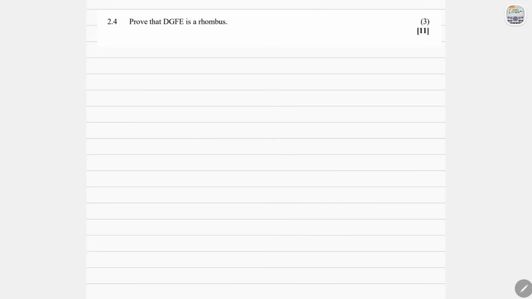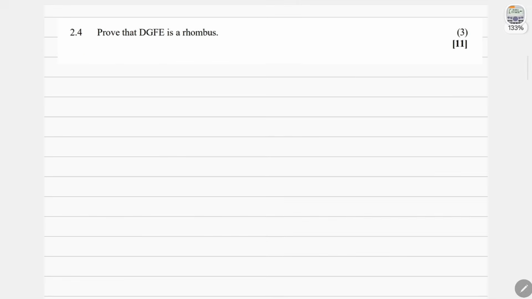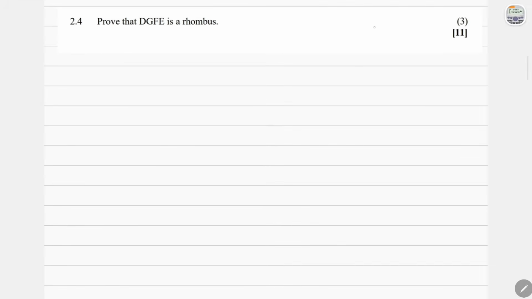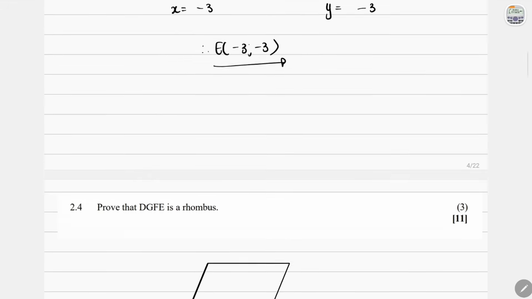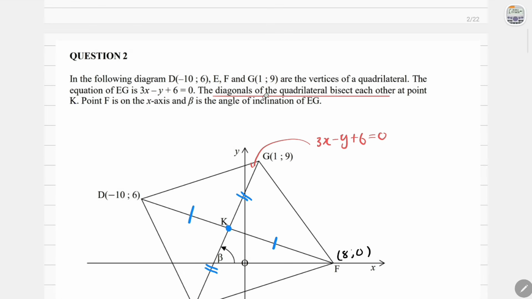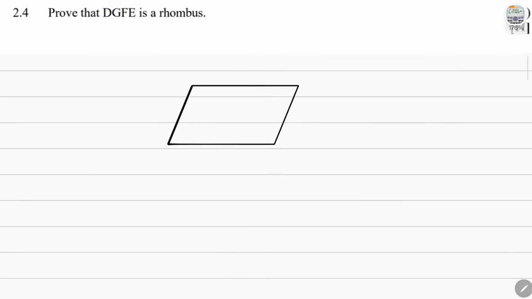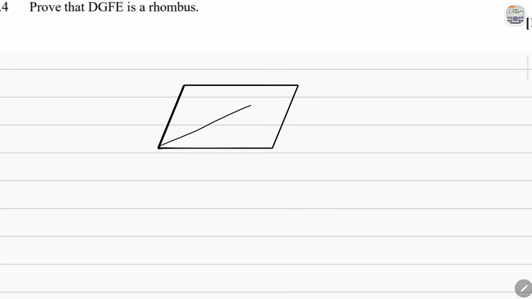Question 2.4 says, prove that DGFE is a rhombus. Okay, so to prove a rhombus, here's how we do this. You would have to first prove that a shape is a parallelogram before you can consider it as a rhombus. With this shape, proving it's a parallelogram is fine because they already told us that the diagonals of the quadrilateral bisect each other. One of the ways to prove that a shape is a parallelogram is if the diagonals bisect each other, meaning they have a common midpoint. Then it's already a parallelogram.